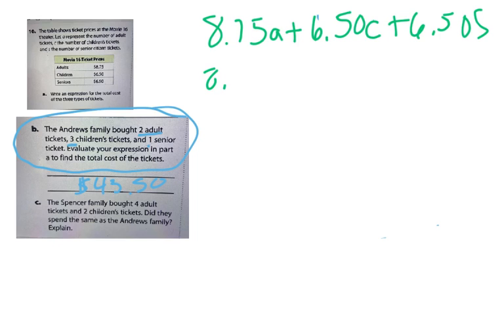So that's going to be $8.75 times 4 plus, and they have 2 children's tickets. So that's $6.50 times 2. Now they don't have any senior citizen tickets, so we're not even going to add that on because they didn't buy any. Okay? So I'm going to start evaluating now. So I'm going to take $8.75 in my calculator.